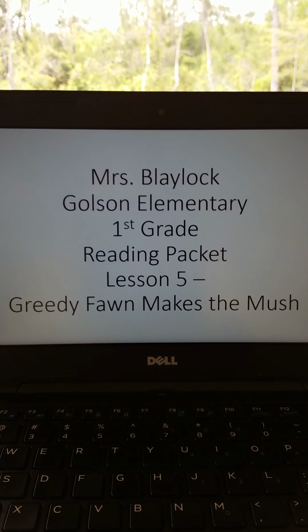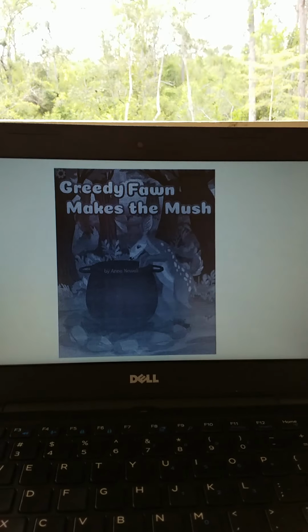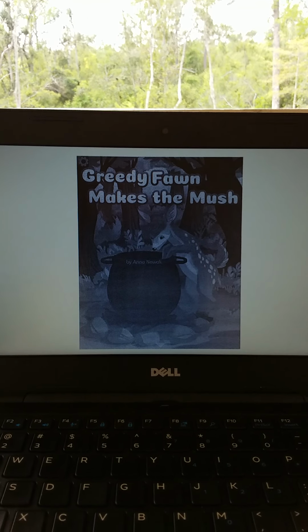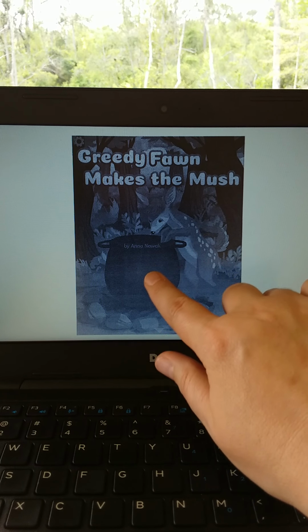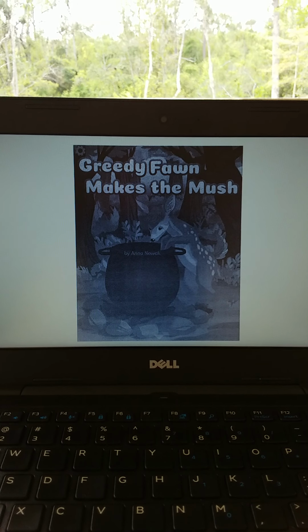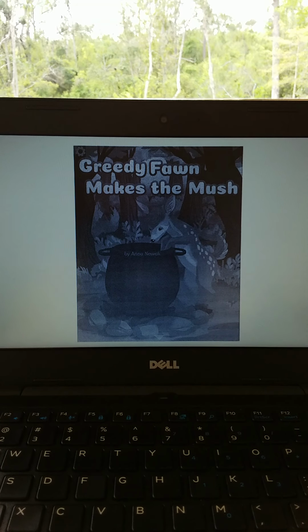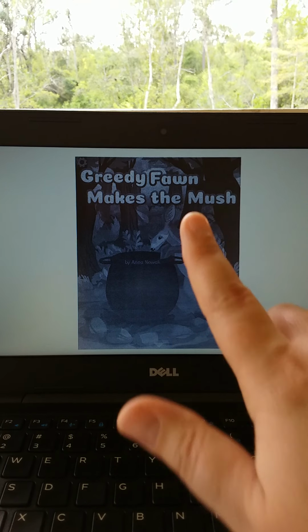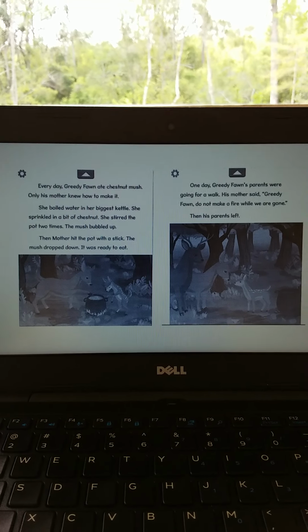Okay, so Greedy Fawn Makes the Mush. As you can tell by the cover page of this story, we see a fawn, and she's looking into a pot. So this gives me the thought that this story is going to have a character who is a baby deer, or a fawn, and maybe this fawn is going to be doing some cooking because it says makes the mush, and mush is almost like a soup. So let's start the story.